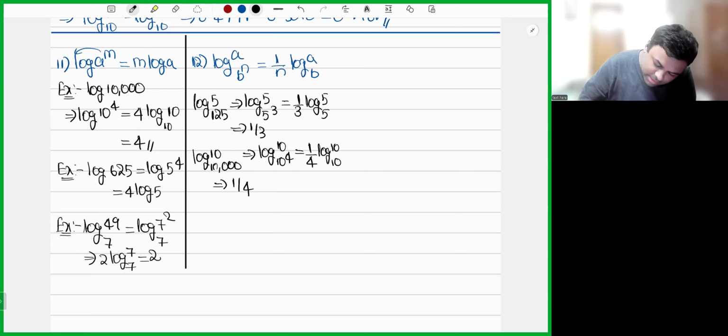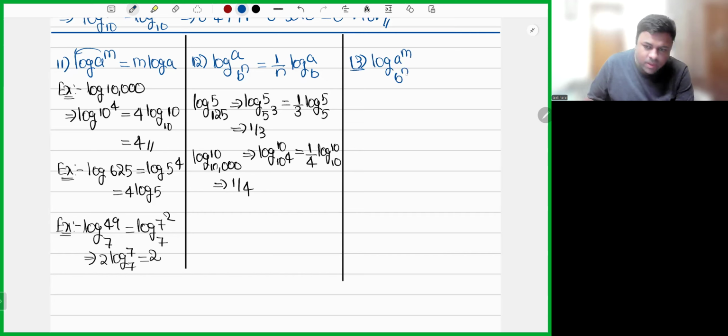Now, let's come to point number 13. Point number 13 is a good one. What is log a power m base b power n? We can write it as m by n log a base b.